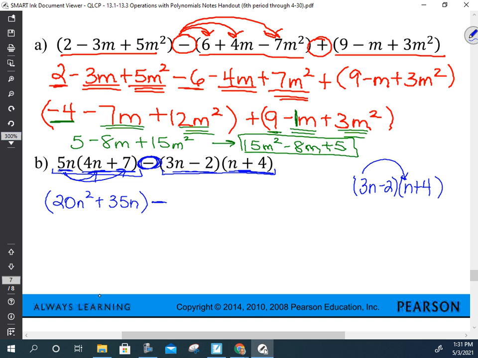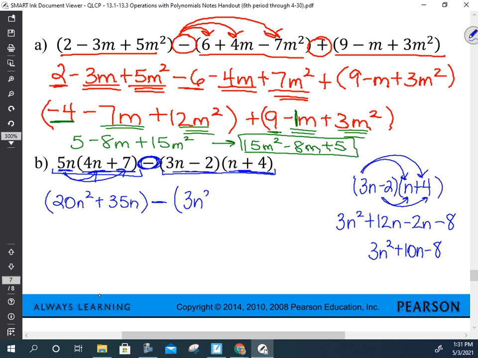So 3n times n is 3n squared. 3n times 4 is 12n. Negative 2 times n, negative 2n. Negative 2 times 4, negative 8. So if you combine my terms, 3n squared plus 10n minus 8. Any questions before we continue?